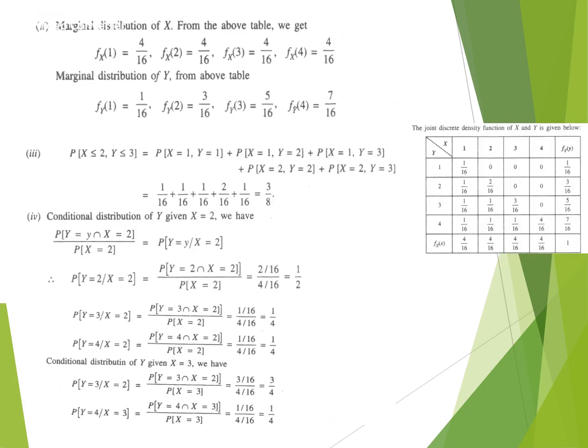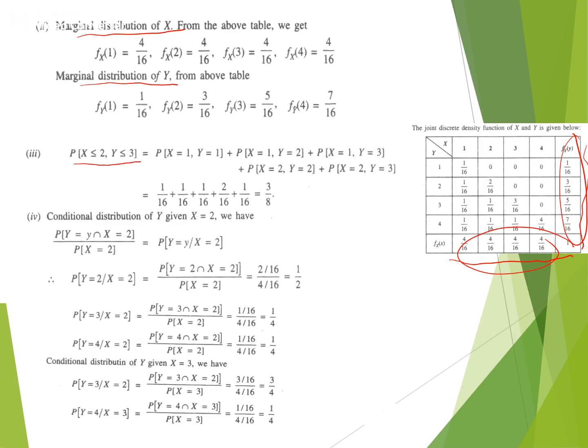So in the previous table we find the marginal distribution of x and marginal distribution of y. These are the marginal distribution of x and these are the marginal distribution of y. Okay, now the third problem, we have to find the probability when x is less than equal to 2 and y is less than equal to 3.